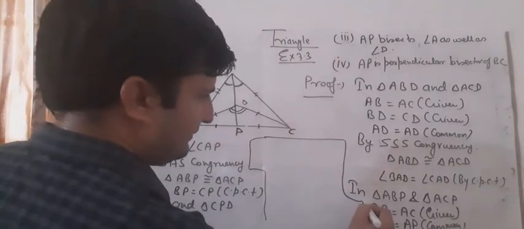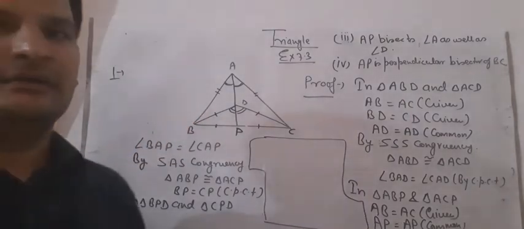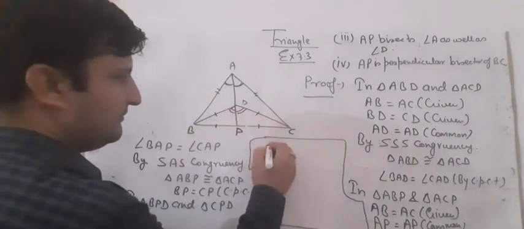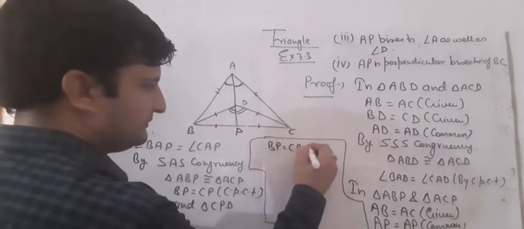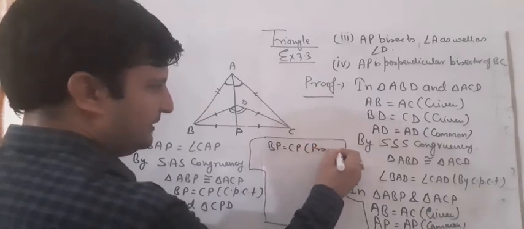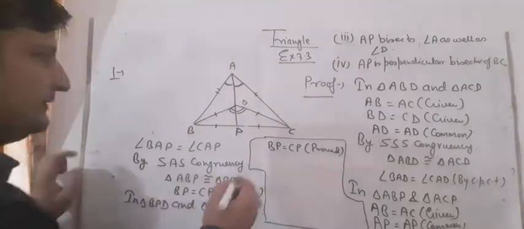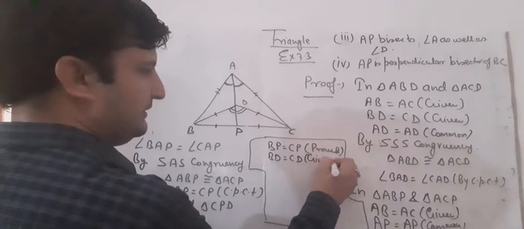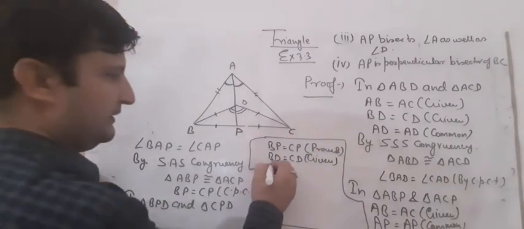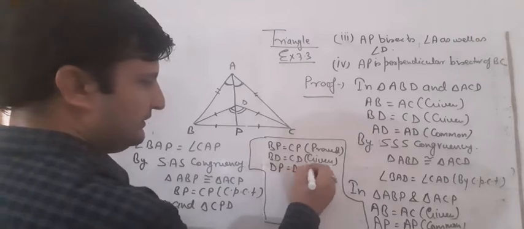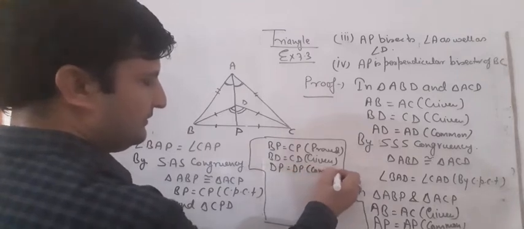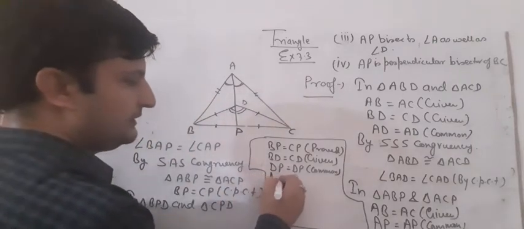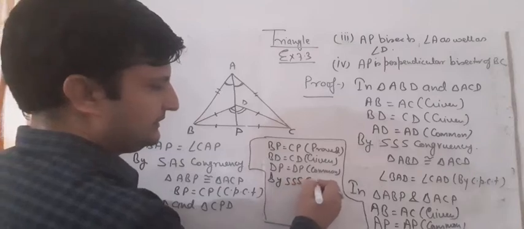Now in triangle BPD and CPD, what is here? BP is equal to CP, proved above. And BD is equal to CD, it is given. And third, DP is equal to DP, it is common. So we can say that by which congruency? SSS congruency.